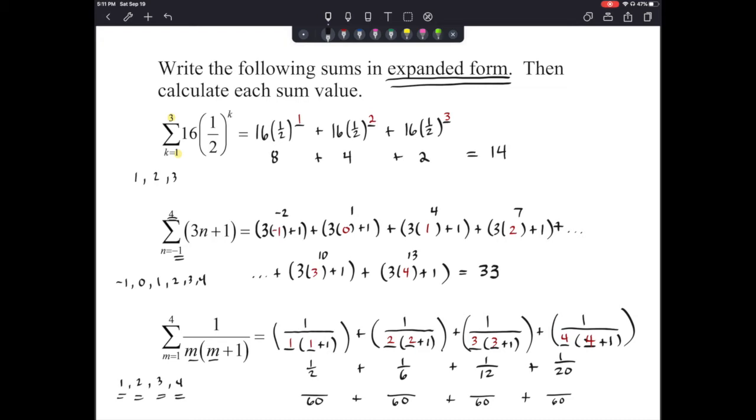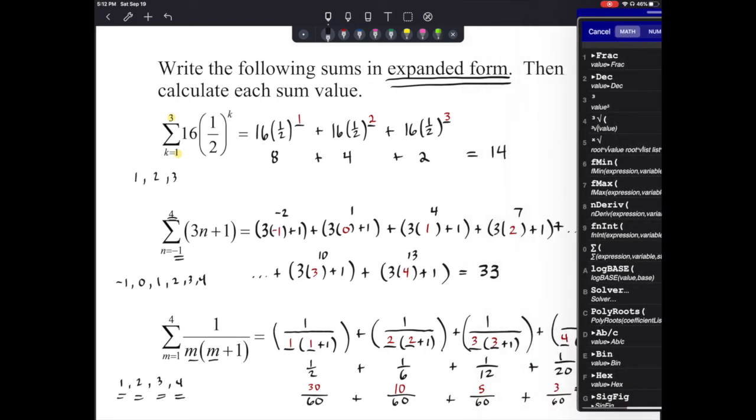So 1/2 is going to be 30 60ths. 1/6 would be 10 60ths. 1/12 would be 5 60ths. And 1/20 would be 3 60ths. We add those all together and we're going to get 48 60ths, which reduces to 4/5. And that is our answer for that one in terms of the sum.